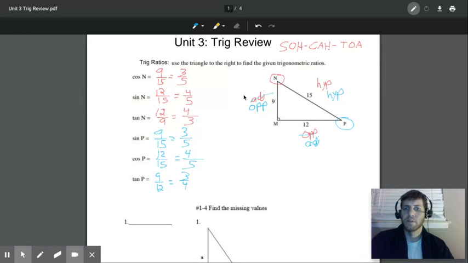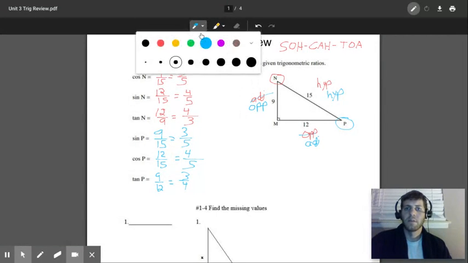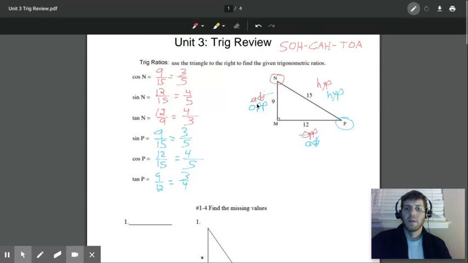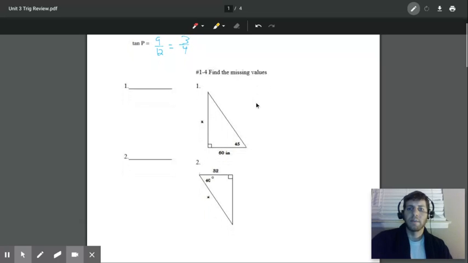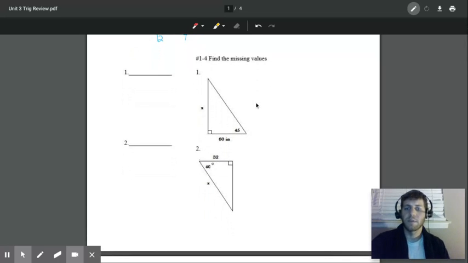Okay, so those are just writing down your trig ratios for the right triangle. All right, so it's kind of like problem 0 or problem A. If we look at number 1 here, again, the first thing we want to do is figure out if we're solving for a side or an angle. If we're solving for a side, that's our regular trig, sine, cosine, or tangent. If we're solving for an angle, that's going to be our inverse trig, inverse sine, inverse cosine, or inverse tangent.